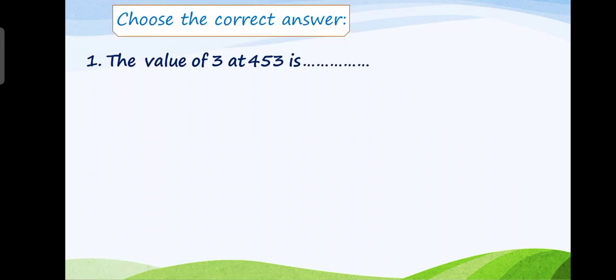Choose the correct answer. The value of 3 at 453. The value of 3. 3 is in which place? I have to put first the places: ones, tens, hundreds. It's in the ones place. We said before, ones have how many zeros? Ones have no zeros, so it will be 3.